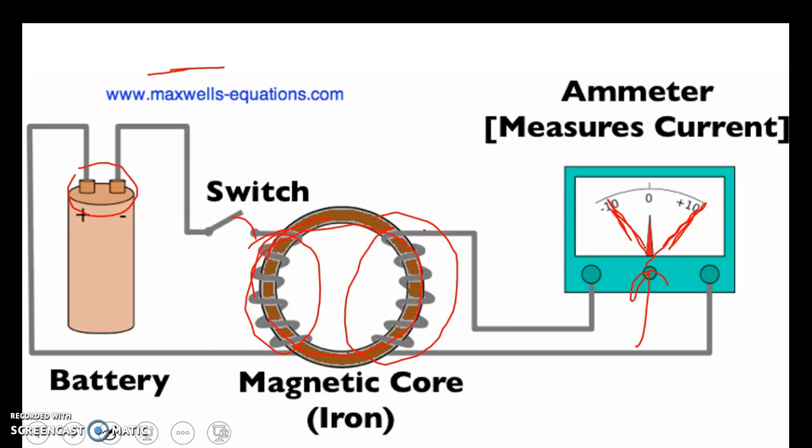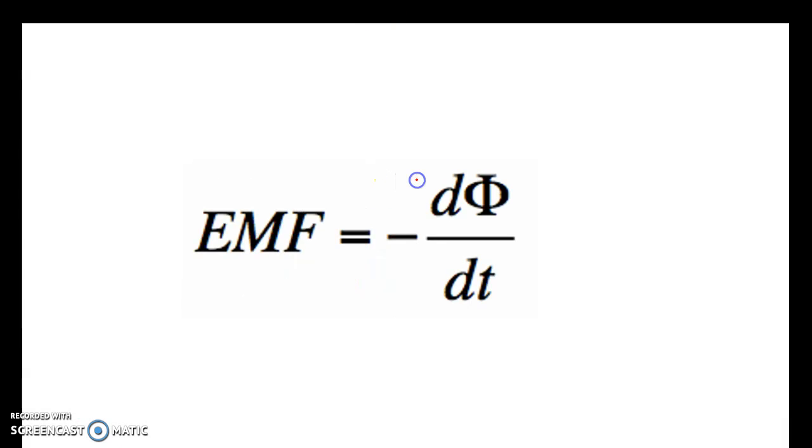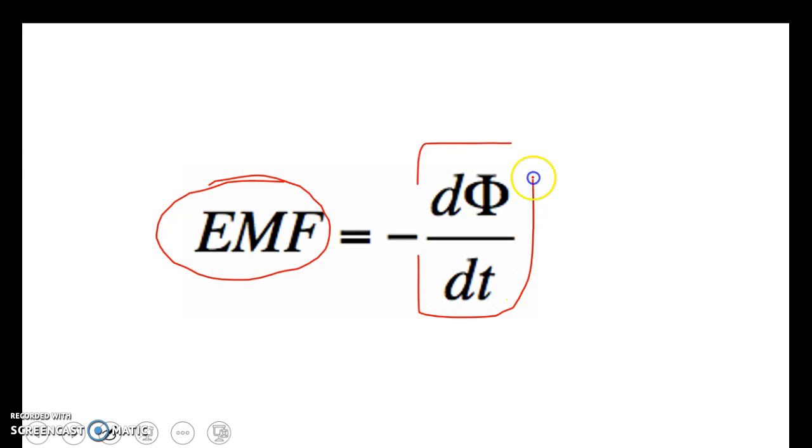Faraday figured out that a changing magnetic flux within a circuit or closed loop of wire produced an induced EMF or voltage within the circuit. He wrote this as this equation. The equation says that the induced voltage, the EMF, in a circuit is the opposite of the time rate change of the magnetic flux.